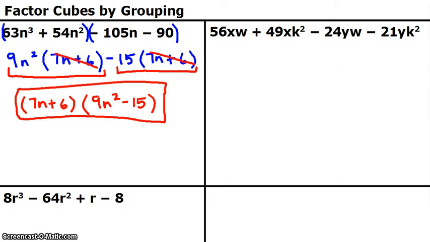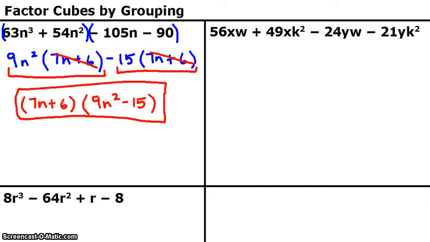Sometimes you can factor even more after this, like the 9n squared minus 15. That's almost a difference of squares, but 15 is not a perfect square. So since that's not a perfect square, that one doesn't factor. That's all you can do.